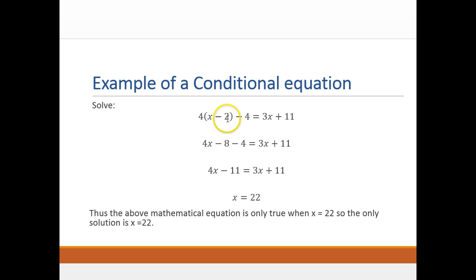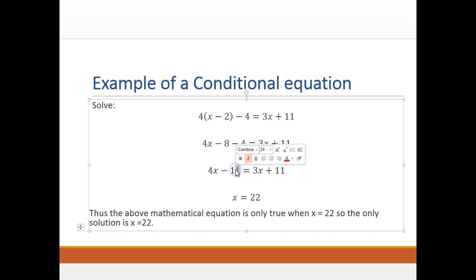Here's another example of a conditional equation. We have 4 times the quantity x minus 2 minus 4 equals 3x plus 11. Distribute on the left-hand side, we get 4x minus 8 minus 4 equals 3x plus 11. So 4x minus 12 equals 3x plus 11. Therefore, if we move the variables to one side, we get x on the left-hand side. Add 12 to both sides, we get 23. We get x equals 23. This equation is only true when x equals 23, and therefore our solution is a single solution. It is x equals 23.